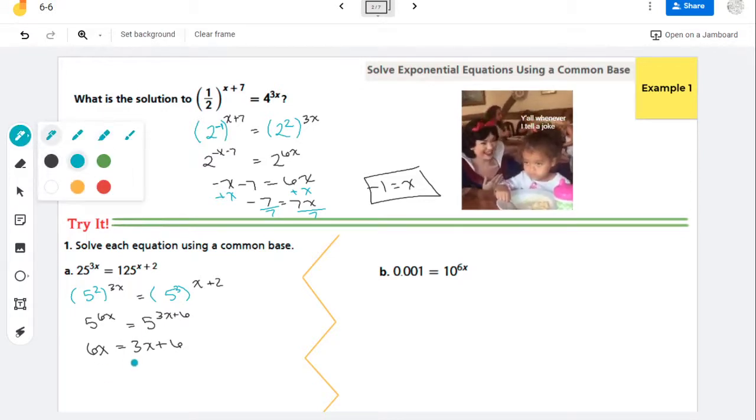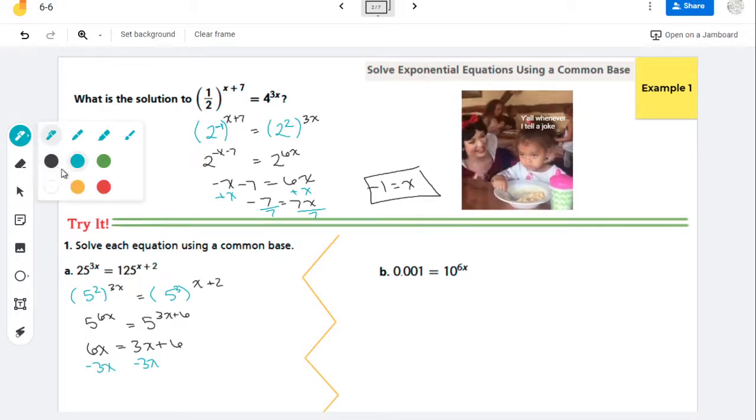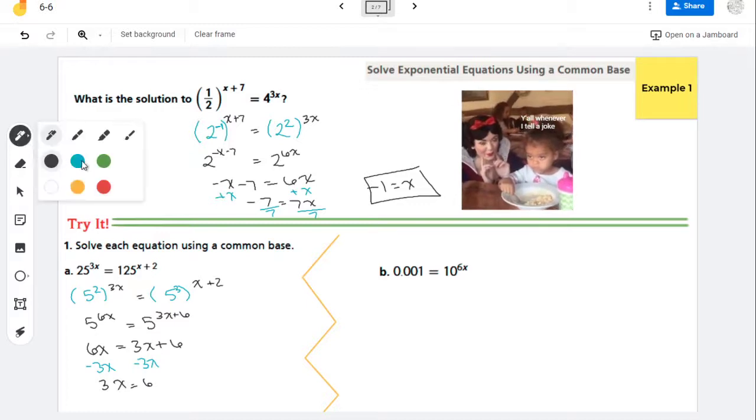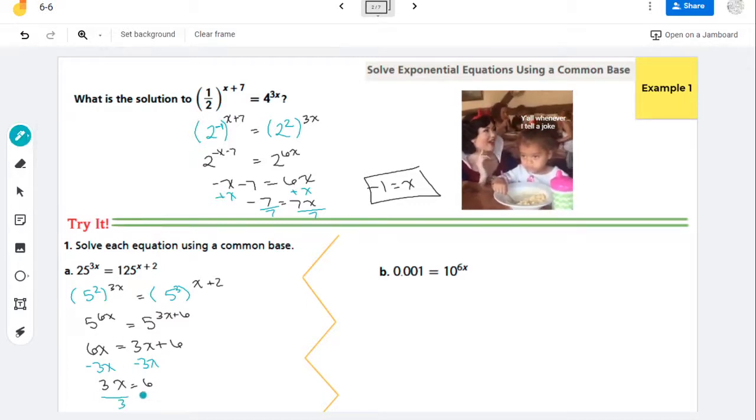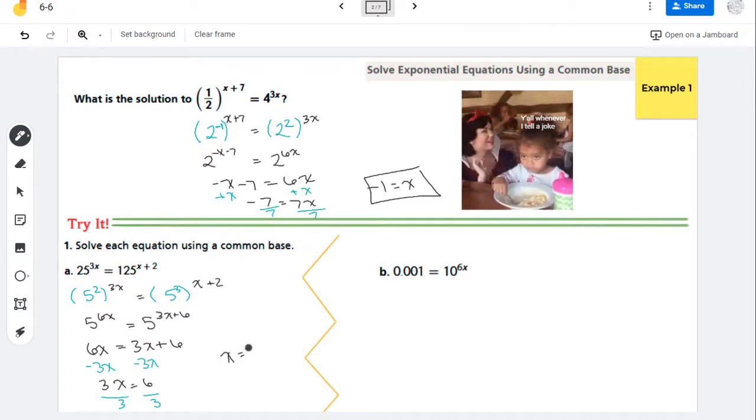And now I'm just solving for x. So I'm going to subtract 3x from each side, which says that 3x is equal to 6. Then I divide by 3, and I get that x is equal to 2.